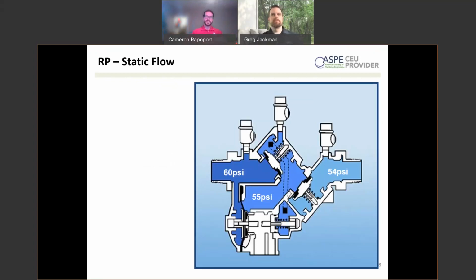So RPZs, how do they work? It's still 2 check valves, but the big difference here is that you have a 5-pound first check instead of a 1 pound. So when you're testing this, you need a minimum of a 5 psi differential when that seals up, and you have a differential pressure relief valve.